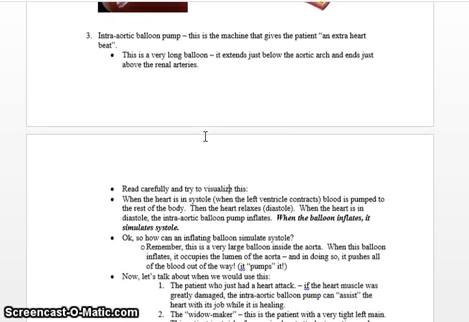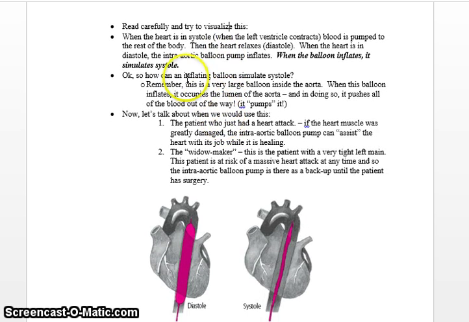The next thing is the intra-aortic balloon pump, and this is the machine that gives the patient an extra heartbeat, so to speak. This is a very long balloon, and it is placed into the aorta, which is the largest artery of the body. It extends just below the aortic arch and ends just above the renal arteries. When the heart is in systole, when the heart is contracted, the blood is pumped to the rest of the body. Then the heart relaxes, diastole. When the heart is in diastole at rest, the intra-aortic balloon pump inflates.